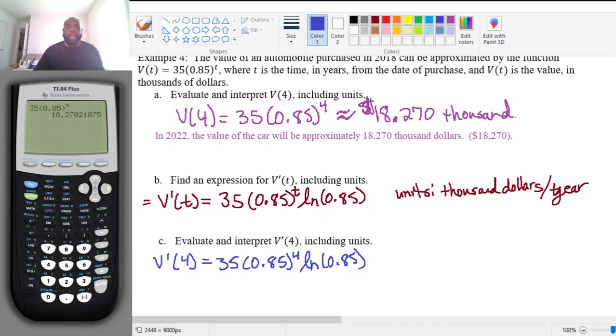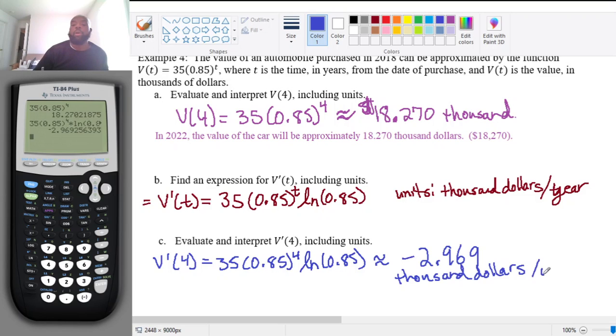And so I'm going to go back to my calculator, and I'm going to have that 35. I know I already had it typed, so if you want to copy and paste that, but I'm just going to go ahead and type it in here. Raised to the 4th power, and I'm multiplying that by the natural log of 0.85. And I get approximately negative 2.969. Approximately negative 2.969. All right, and that's going to be $1,000 per year.